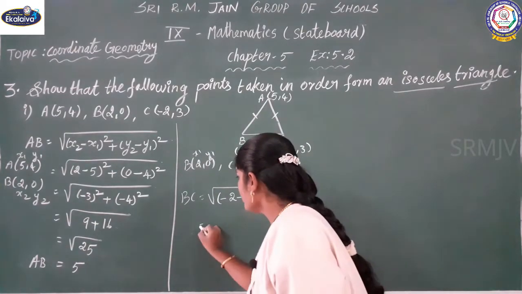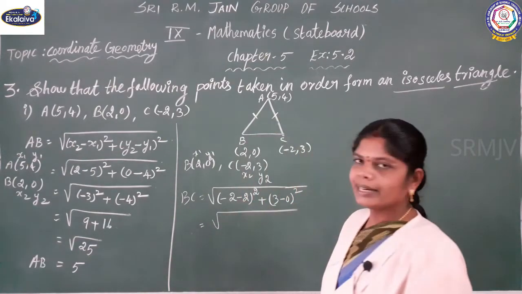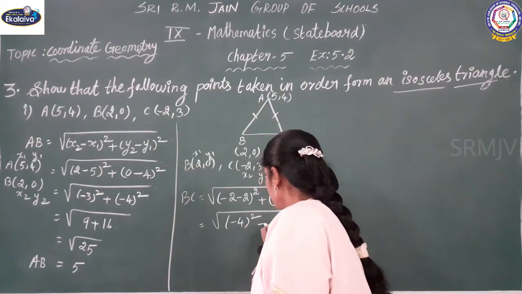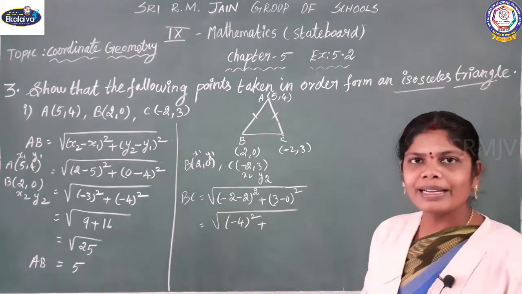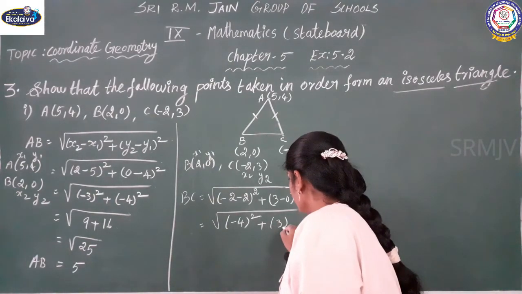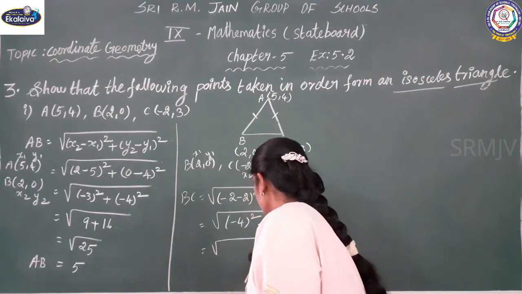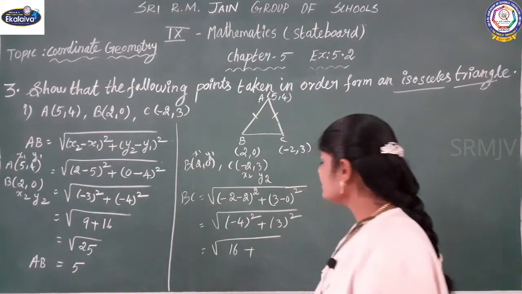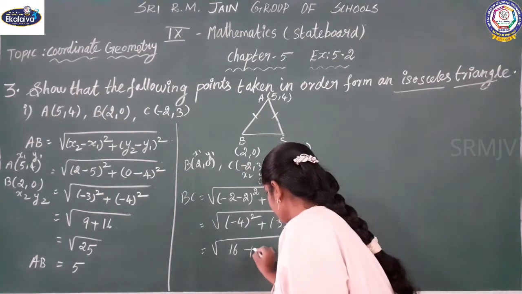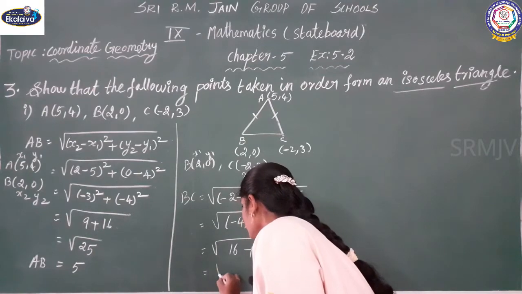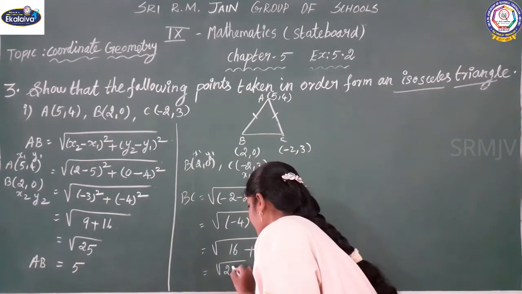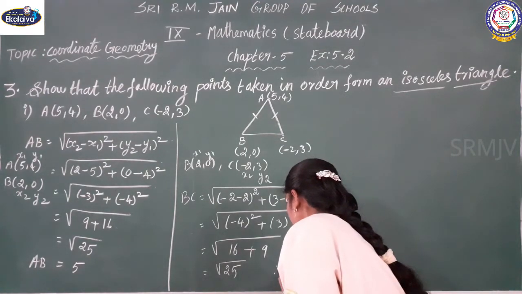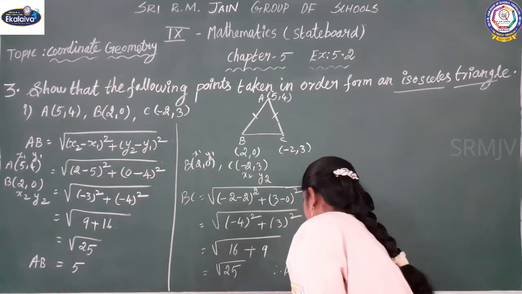So minus 2 minus 2, what will you get, children? Minus 4 the whole square plus 3 minus 0, what will you get? 3. So 3 the whole square. Now squaring this, minus 4 the whole square you will get 16, plus 3 square you will get 9. So 16 plus 9, what will you get, children? 25. The square root of 25 is 5. So therefore BC equal to 5.